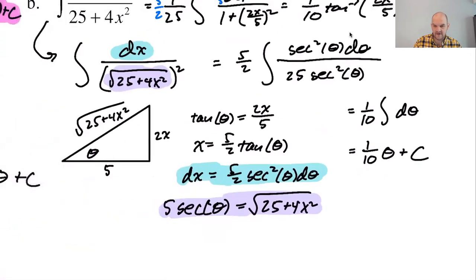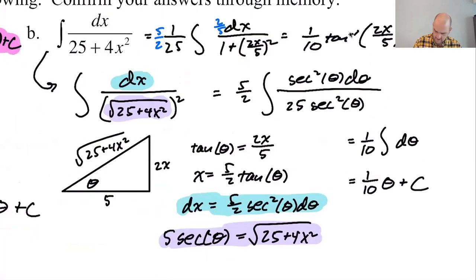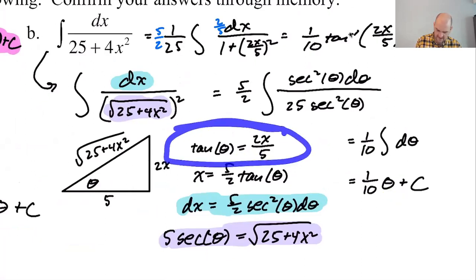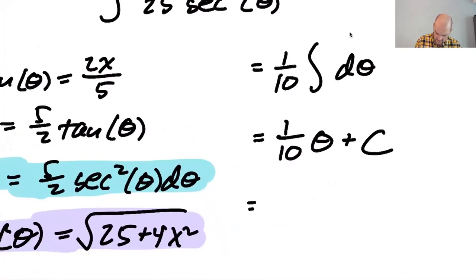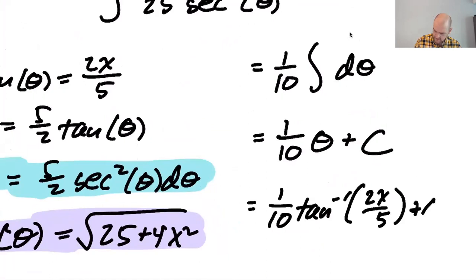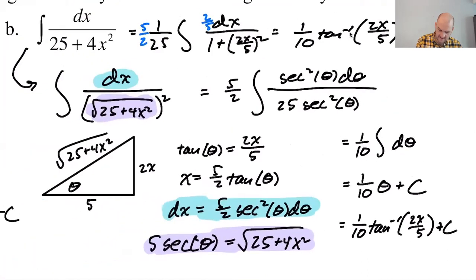Okay, plus c. And then, all right, so what are we going to do? So theta, I always circle the wrong one. I'm going to use this inverse tangent of 2x over 5. So 1/10 tan inverse 2x over 5 plus c. And you can see by looking at it that this, that involved all this work, is the same as this, which required you to just kind of remember.